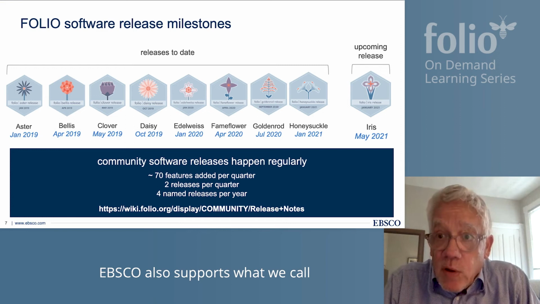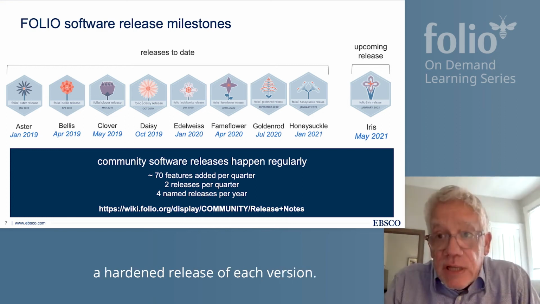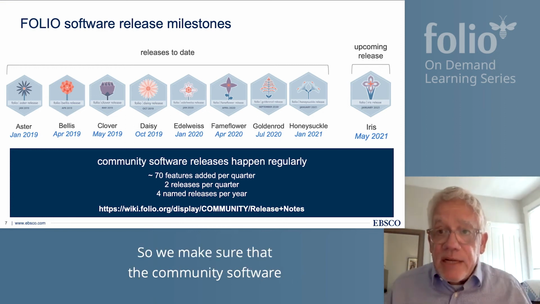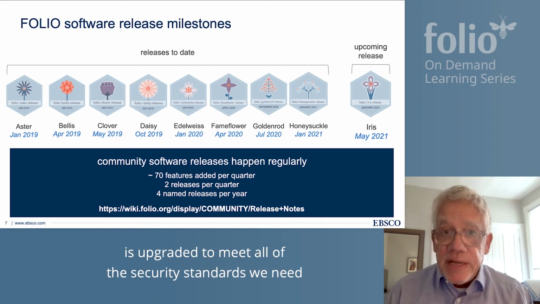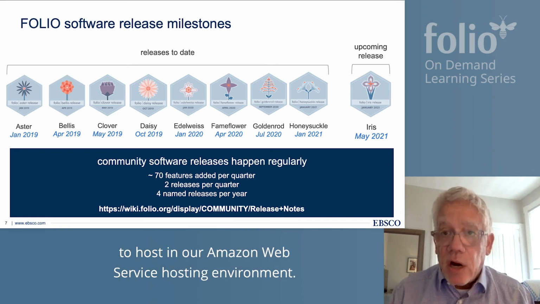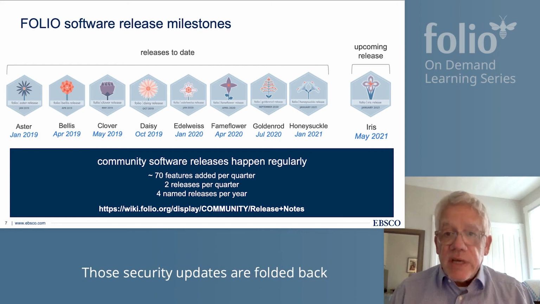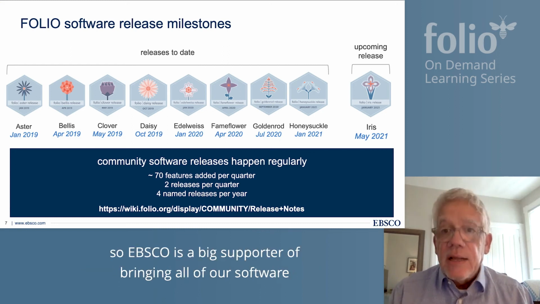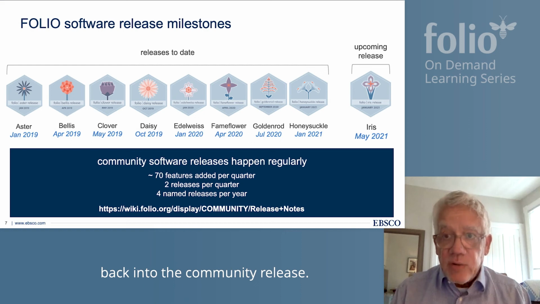EBSCO also supports what we call a hardened release of each version. So we make sure that the community software is upgraded to meet all of the security standards we need to host in our Amazon Web Service hosting environment. Those security updates are folded back into the community software. So EBSCO is a big supporter of bringing all of our software back into the community release.